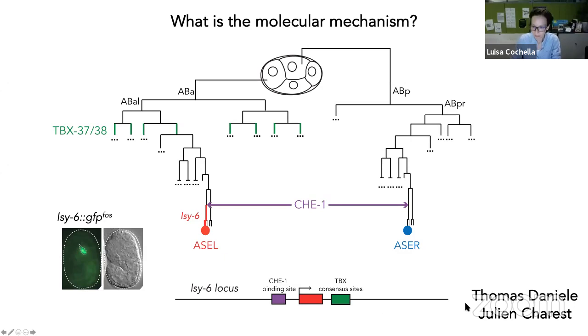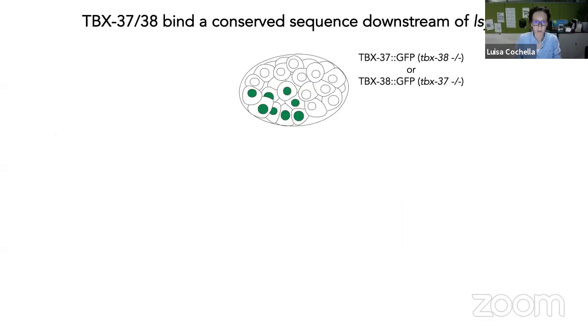And that is what Thomas Daniele and Julien Charrier, a postdoc and a PhD student in the lab, set out to address. So the first thing that they did was to try to address, do the TBX transcription factors bind directly to the LAUSE6 locus early on? These TBX factors are expressed in 8 cells out of this early stage embryo.